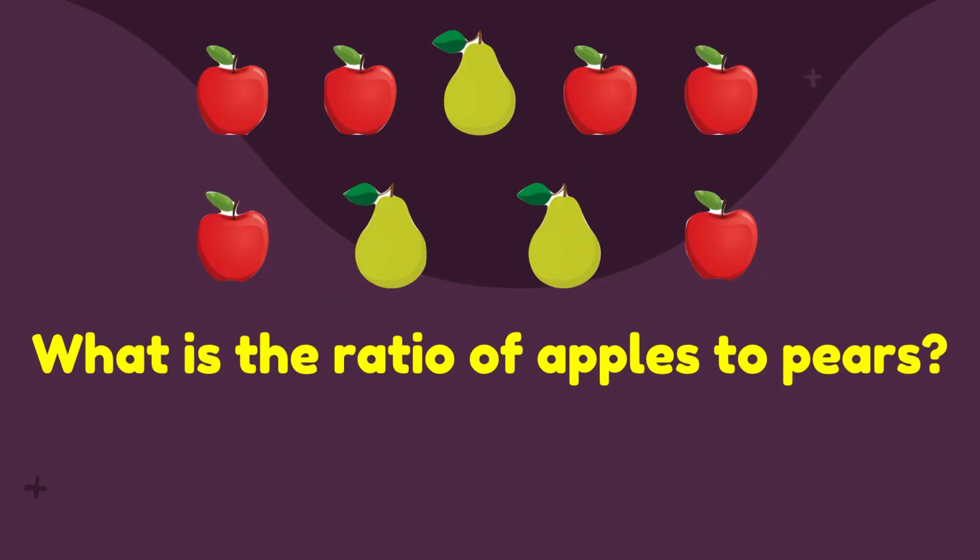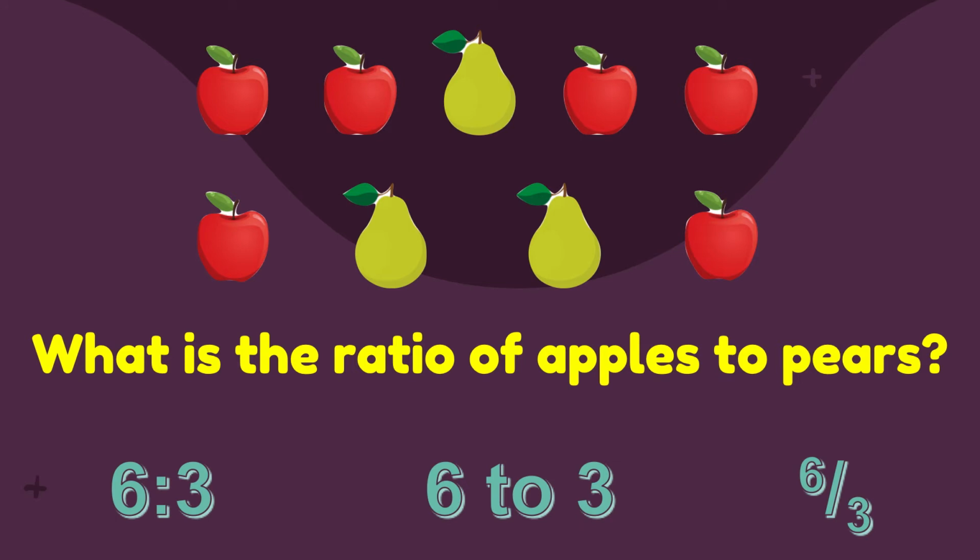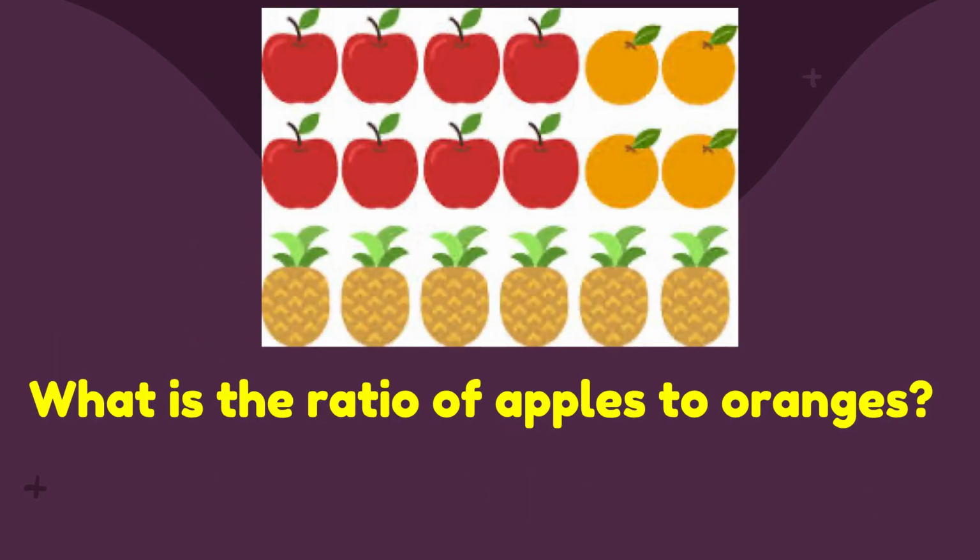What about this? What is the ratio of apples to pears? Remember, the order of the ratio is important. That's correct. The ratio of apples to pears is 6 to 3. How do we know that? Well, there are 6 apples and 3 pears. 6 to 3.